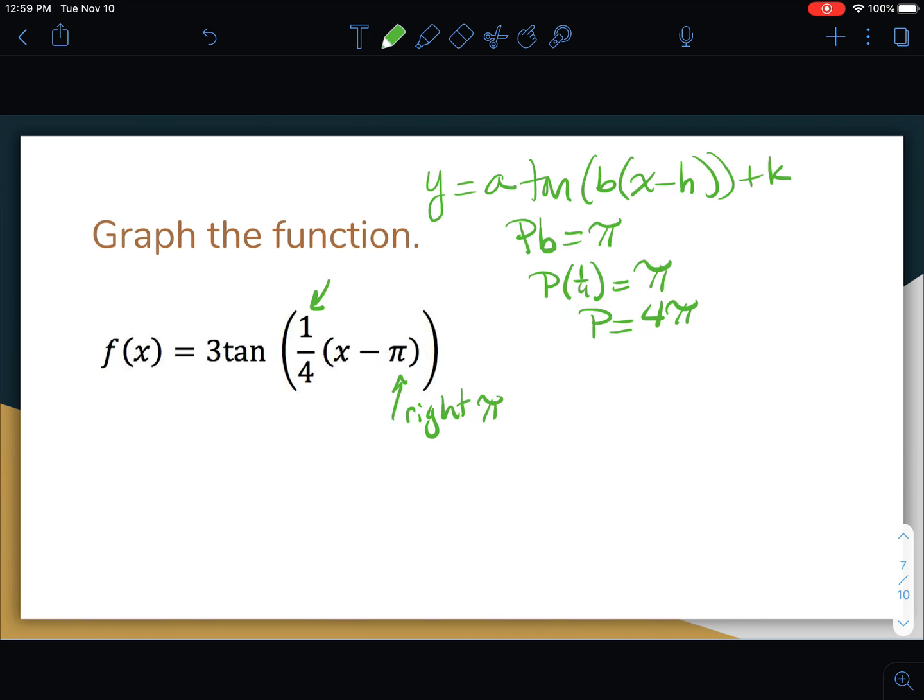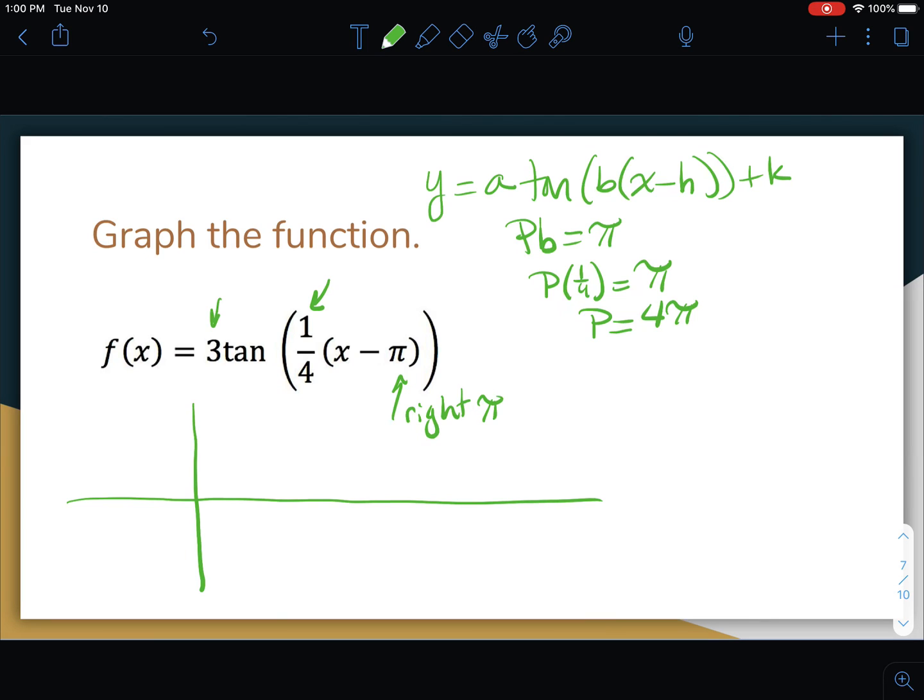This h is going to move us to the right, shift right pi. And this 3 is going to have us reach infinity and negative infinity faster. It's not an amplitude, but it is going to increase the speed with which we reach both infinity and negative infinity vertically. Okay, so let's take a look at how we're going to graph this.